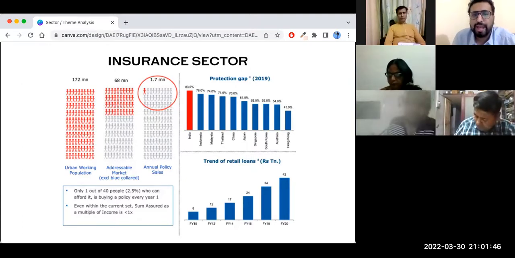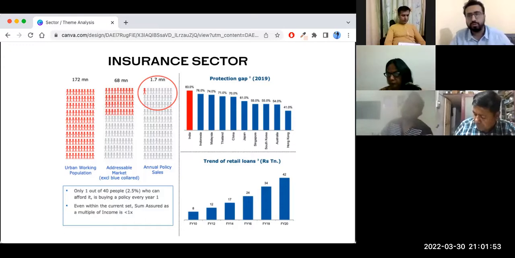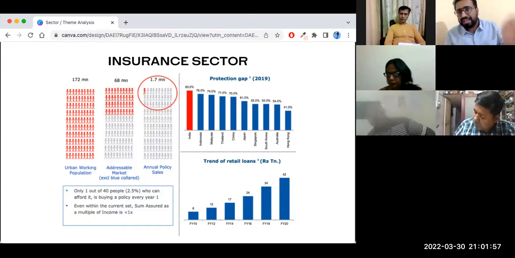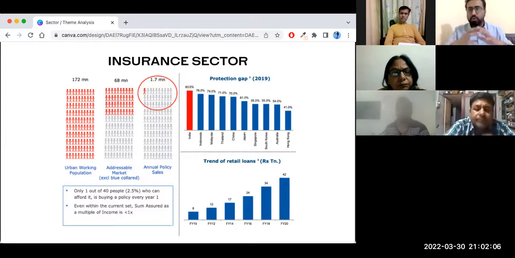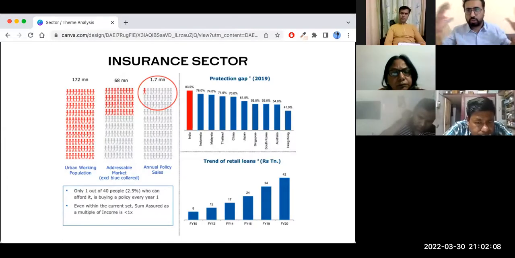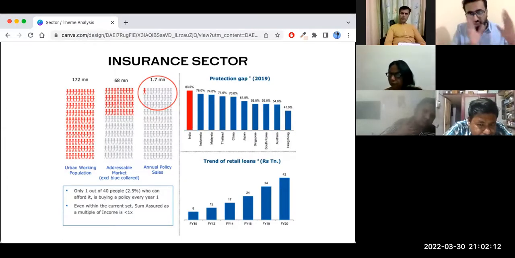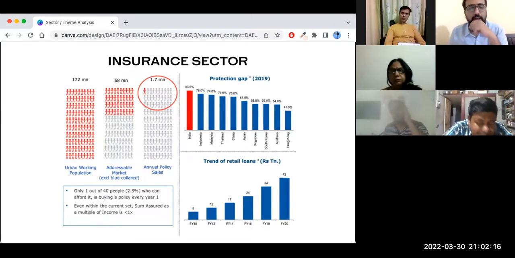There's a protection gap, and there's also a trend of retail loans. Now, what are retail loans, and how are these linked with insurance? Whenever you're taking a loan, at that point of time there's also a loan insurance. There's an insurance given to you along with loans. Because loans are growing, the insurance segment will also keep growing, right? There also has to be protection of the loan asset.